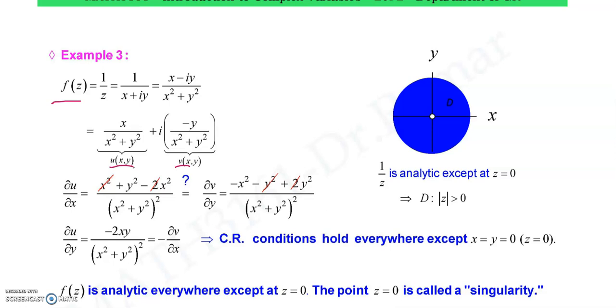So what is the first condition? CR equation ux is equal to vy. You find the partial derivative of u with respect to x, that is nothing but, see here, x squared plus y squared minus 2x squared divided by this. So here you can cancel one x squared. What is remaining? y squared minus x squared by x squared plus y squared whole squared. This is dou u by dou x. Similarly, you can find the partial derivative of v with respect to y, that is also y squared minus x squared divided by x squared plus y squared whole squared. So both are equal. So the first condition is satisfied.